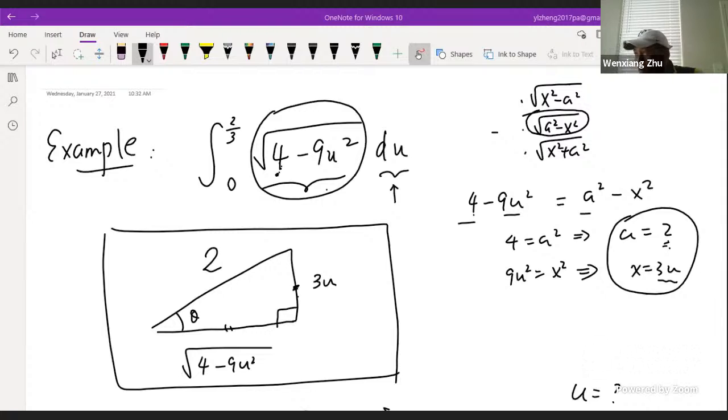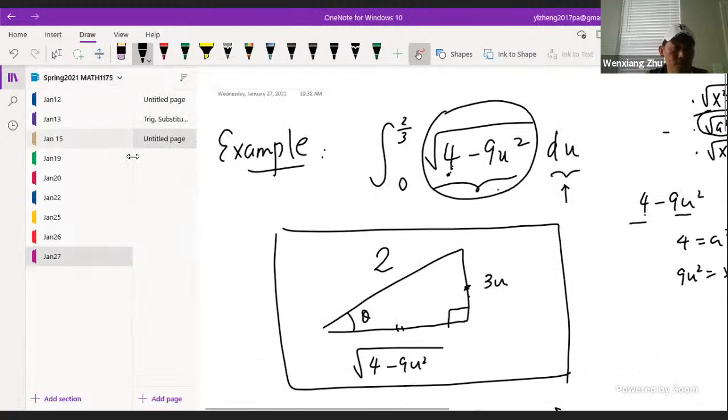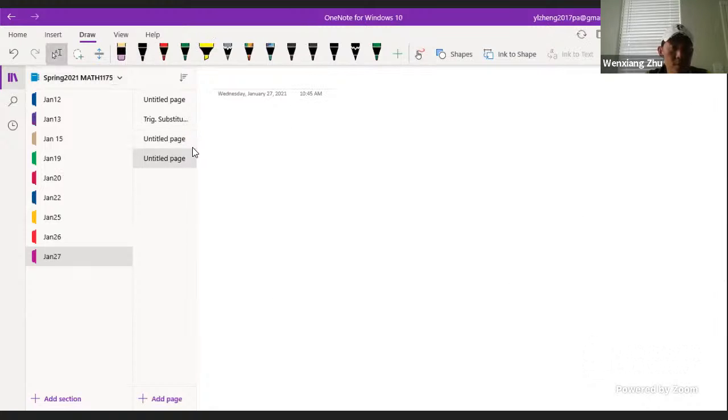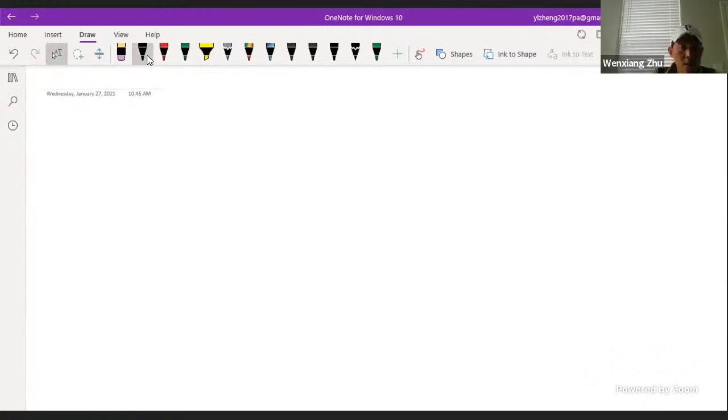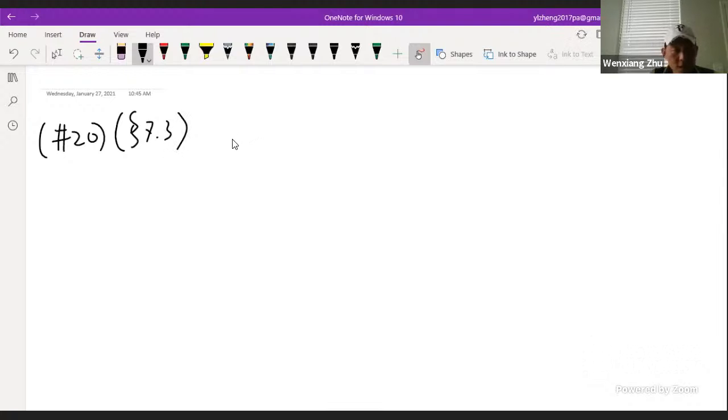Which one will be a good one? So I'm going to do this one, actually number 20. How about I do this one here? Number 20 in section 7.3, exercises. Once again, I think I have told you this. I rarely repeat the examples in the textbook. I always choose and pick similar problems in the exercises to do here.